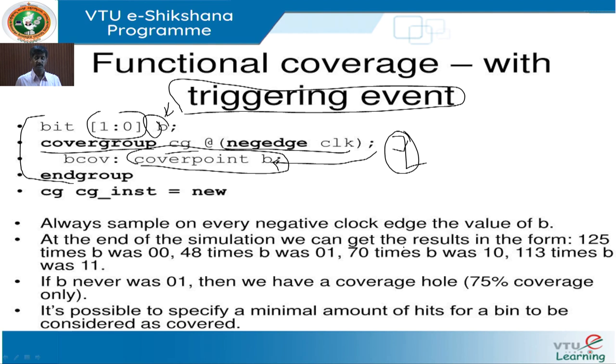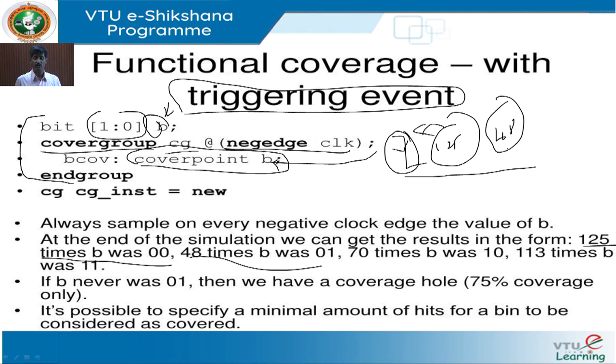At the end of the simulation, we can get the result in the form of: 125 times B was 00, so for 125 negative edges of the clock B had that value. 48 times B was 01, so for the next 48 negative edges of the clock the value is 01. Again, 70 times it is 10. And in 113 times, the B value is 11, that is 113 negative edges of the clock.